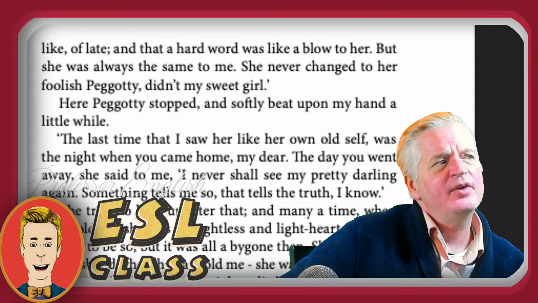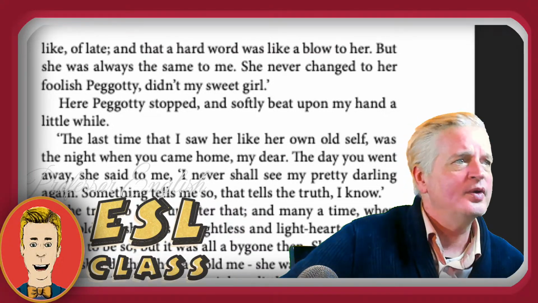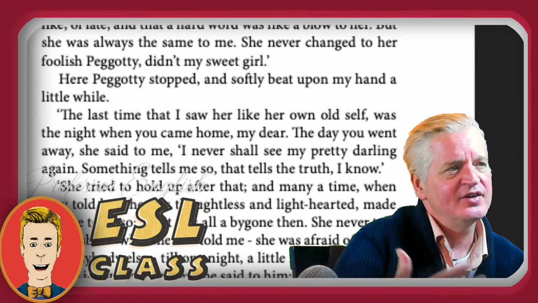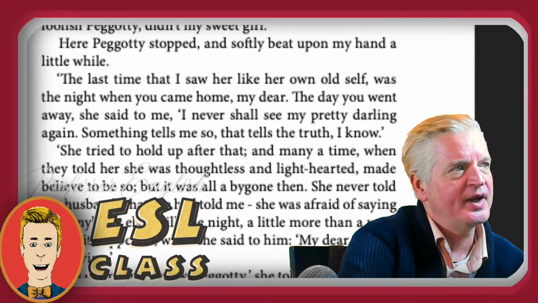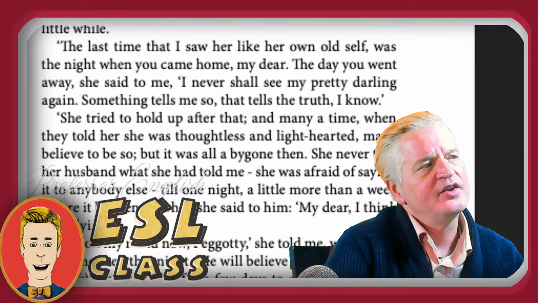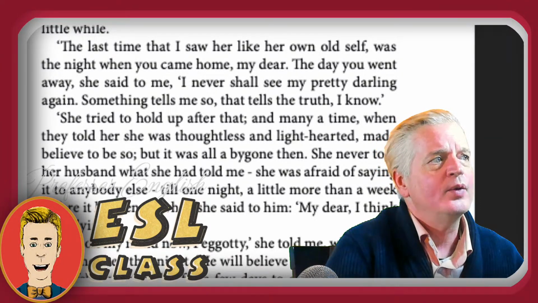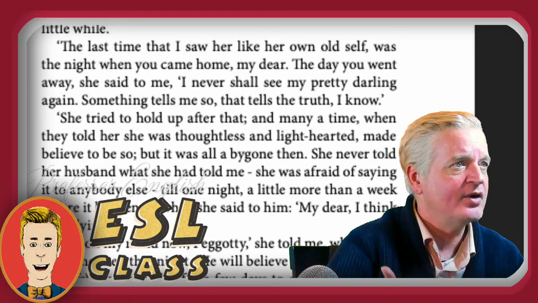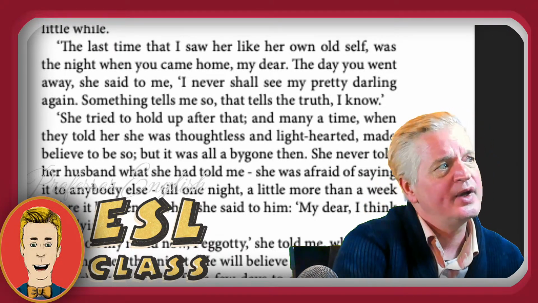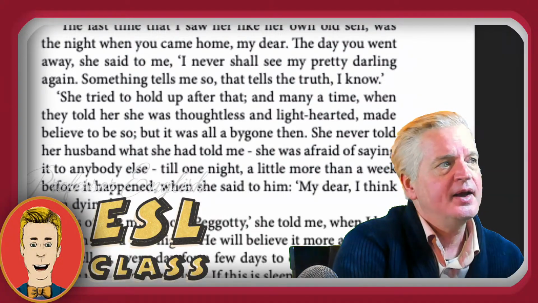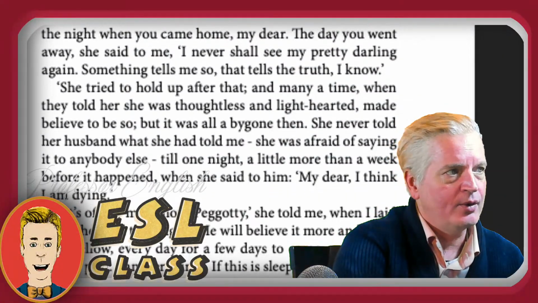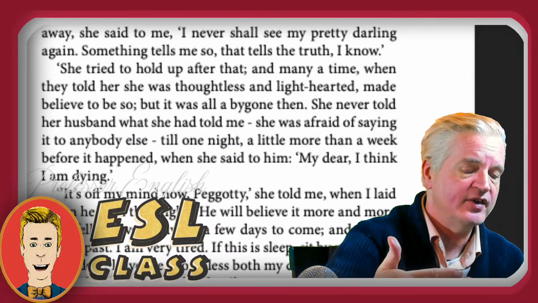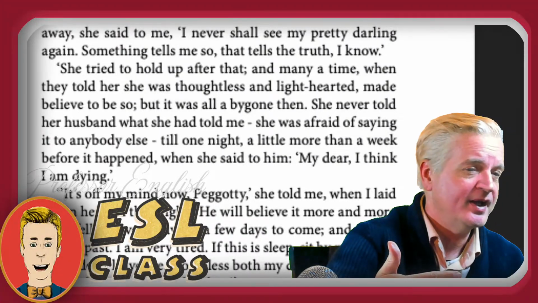But she was always the same to me. She never changed to her foolish Peggotty. Didn't my sweet girl. Okay, so Peggotty is saying, but I always remember her as the sweet young girl that she was when I first met her. The last time I saw her like her old self was the night when you came home, my dear. So that night when he came home from the holidays, Peggotty said that was the last time I saw her normal. The day you went away, she said to me, I shall never see my pretty darling again. Something tells me so. That tells me the truth, I know. So the day Davy left for school, again, when he left after the holidays, his mother said to Peggotty, I'll never see him again, I know it.